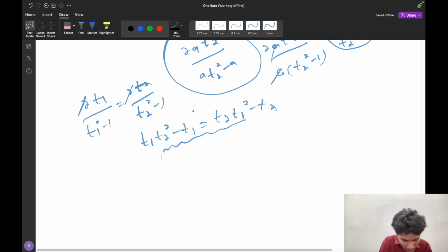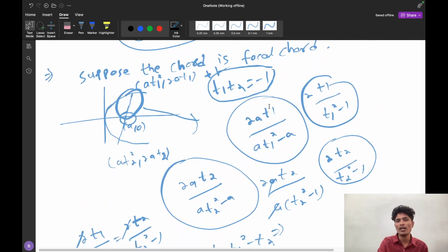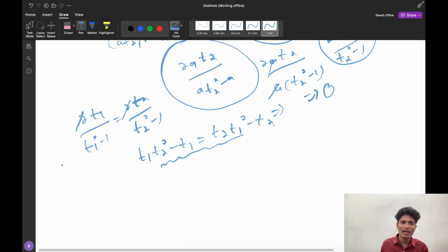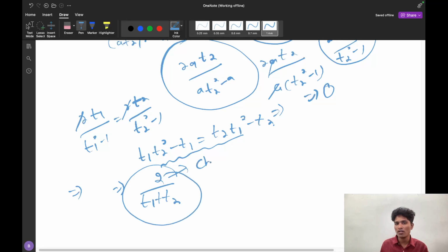Suppose you think this is a focal chord. Let it be, I will leave it here because the slope of the chord gives us not the actual relation. Now we will break it down in another way. I already found the slope of the chord, that is 2 by t1 plus t2. This result you already know. This is the chord slope.